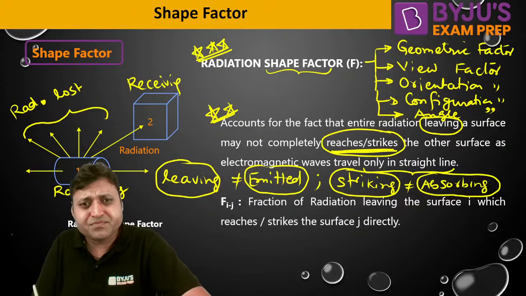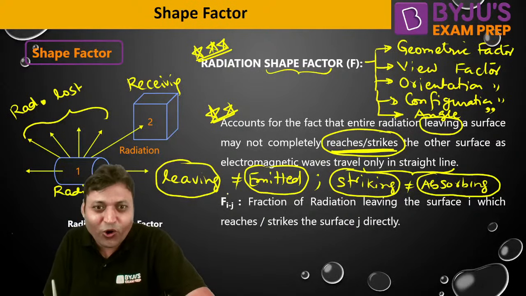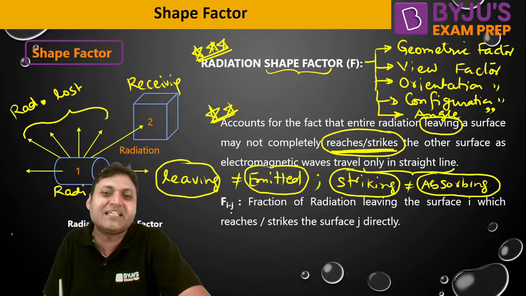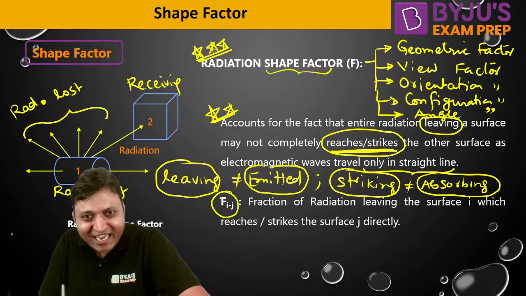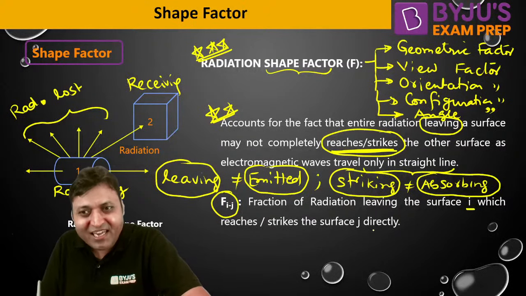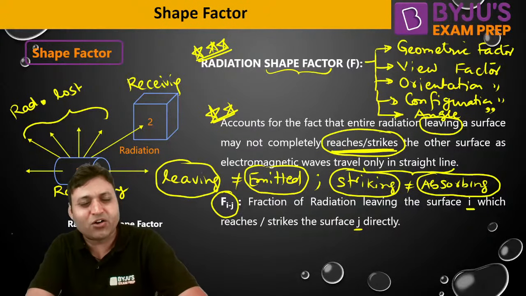How do we calculate the radiation leaving a particular surface? Can anybody let me know? How do we define it? There are two subscripts used for defining the shape factor, Fij. The first represents the radiating surface and the second represents the receiving surface. So Fij is the fraction of radiation leaving surface i which reaches surface j directly.